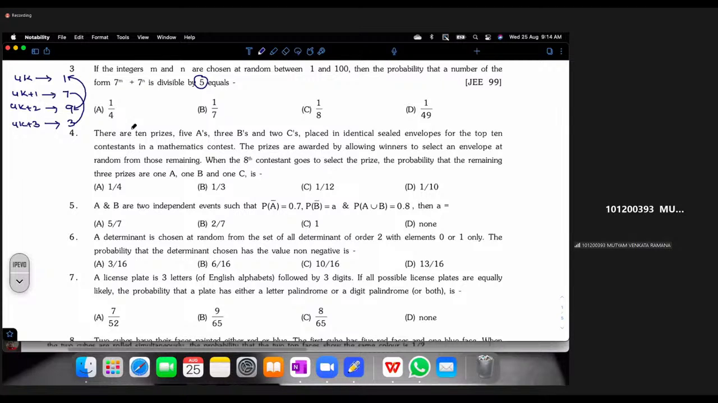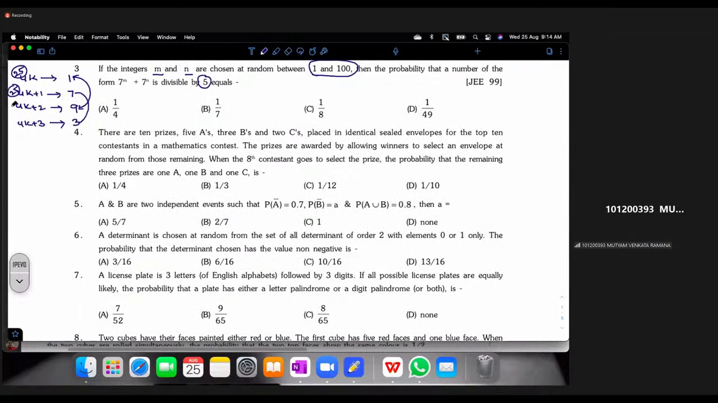So m and n are the numbers. So 4k from 1 to 100. Each one has a possibility of 25. These are 25 numbers, these are 25 numbers, and these are 25 numbers. So 100 C2 ways you can take numbers.